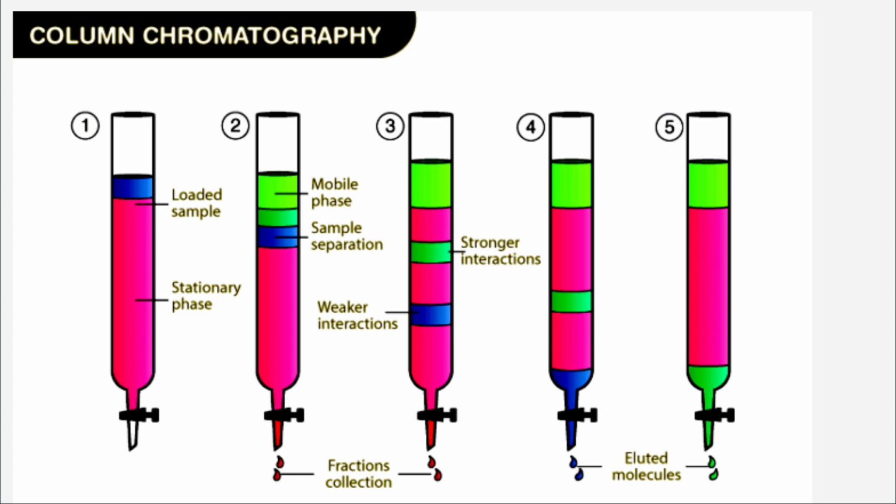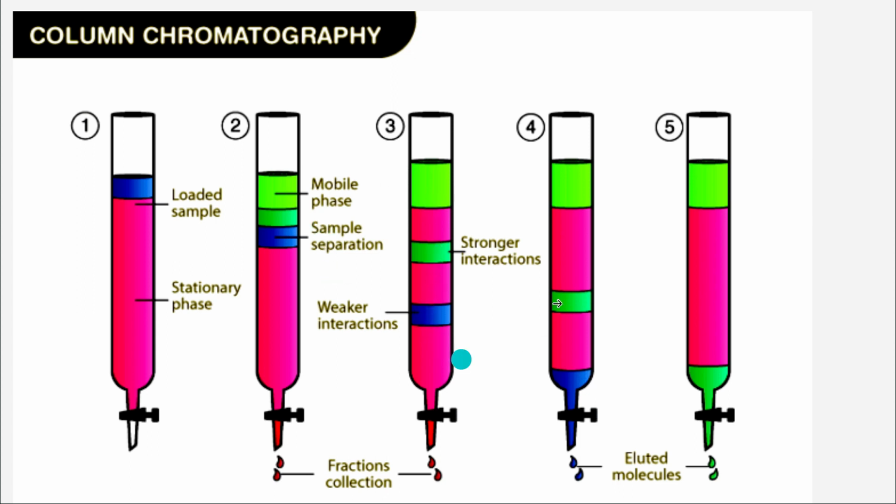If we see column chromatography as an example, here you can see this is the stationary phase in a column, and you have loaded your sample. Once you add your mobile phase, the sample starts migrating. Here the weaker interaction or adsorption with the stationary phase results in faster movement, whereas stronger interaction or adsorption results in slower separation.